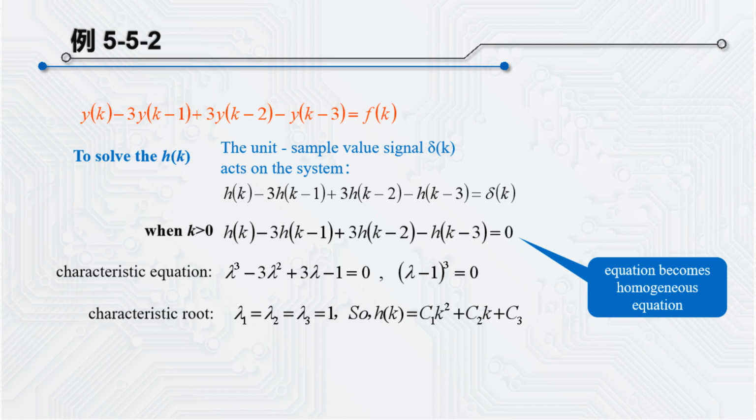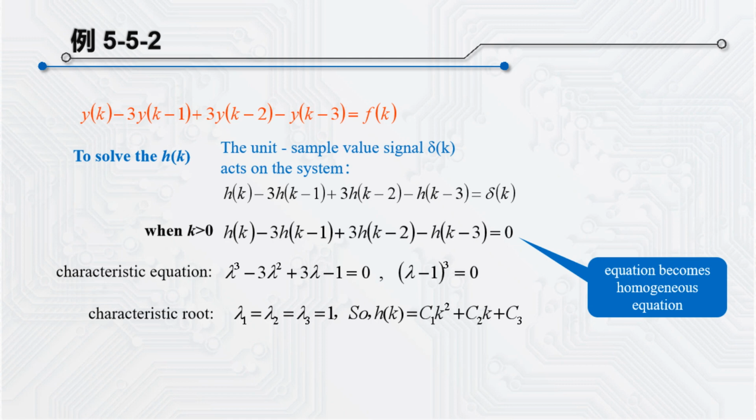So let's solve this difference equation and find the unit sequence response. When the excitation function is delta of k, what is the unit sequence response of the system? Bringing the excitation in, the equation becomes something like this in terms of h of k.